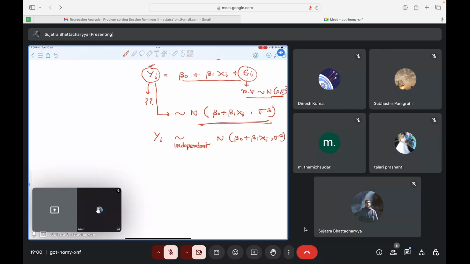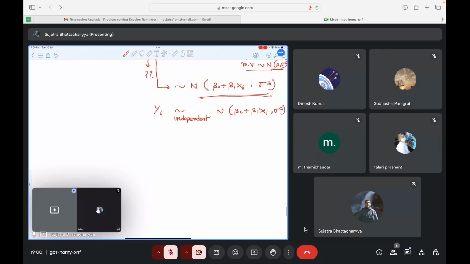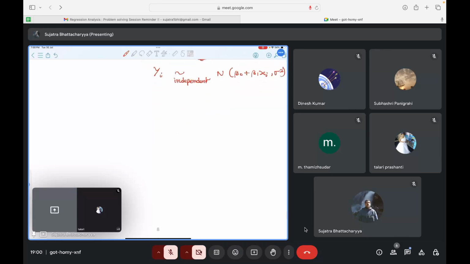Okay, this is one of the things. Now, what I do next is make a plot. So this is your y-axis and this is your x-axis.